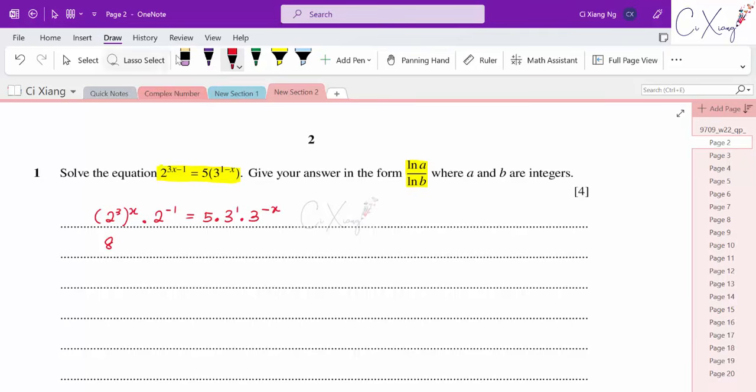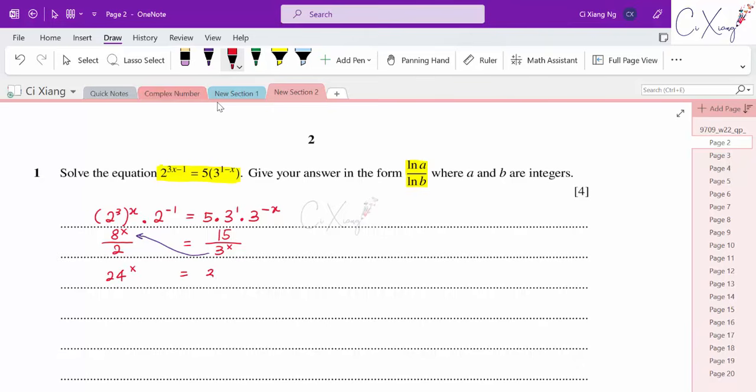If I try to simplify it, I'm having 2 power 3, which is 8. So I'm having 8 power x divided by 2 power negative 1, which is 2. 5 times 3, I get 15. And then at the denominator, I'm having 3 power x. Next, I want to group all the terms with the power x to one side. So I will multiply the 3 power x up, since both of them have the same power, which is x. So you can multiply the numbers together, where we have 8 times 3 is 24 power x.